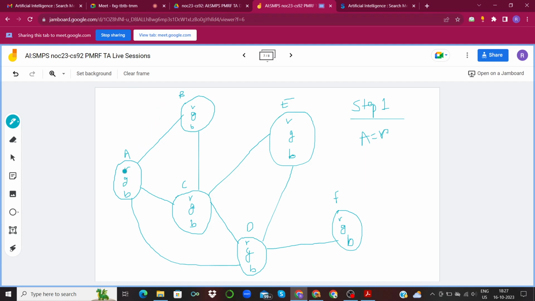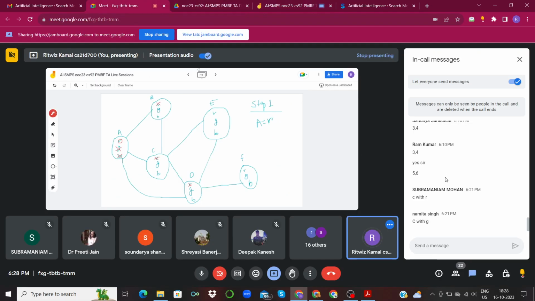Okay, so A is assigned R, we know that. So let's mark it. It cannot be assigned G or B, it has already been assigned R. And because A has been assigned R, B cannot be assigned R, C cannot be assigned R, and D cannot be assigned R, right? Because all of B, C, and D are adjacent to A. I hope that is clear.